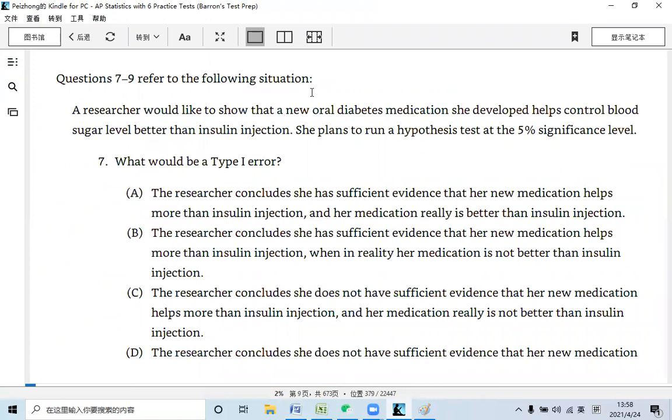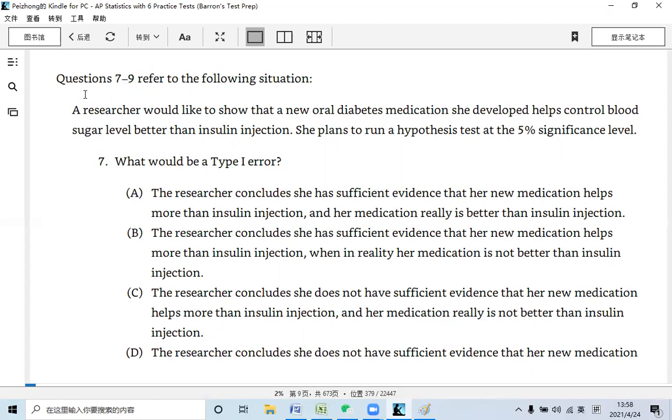Let's look at number 7. A researcher would like to know if a new oral diabetes medication helps control blood sugar level better than insulin injection. So she's comparing these two. She plans to run a hypothesis test at 5% level of significance. What would be a type 1 error? It's all about the research hypothesis versus no hypothesis.